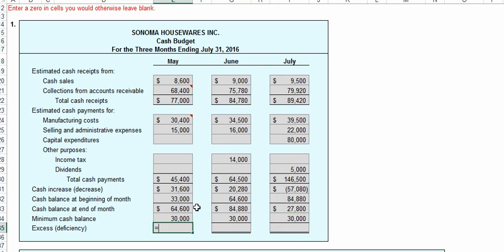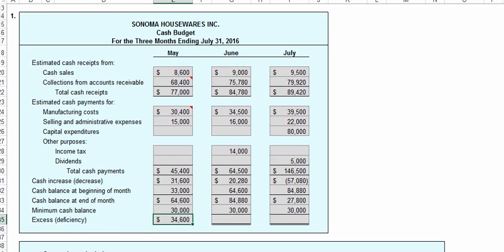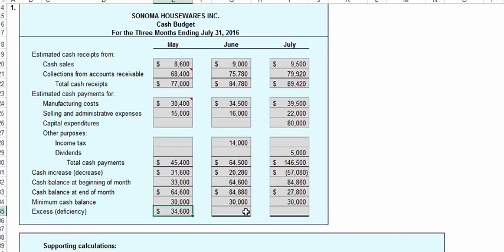So this one equals our cash balance at the end of the month minus the minimum cash balance. So we have $34,600 excess cash at the end of May. Then we've got $84,880 minus the $30,000. Excess cash of $54,880 at the end of June. And we have a deficiency of $2,200 at the end of July.